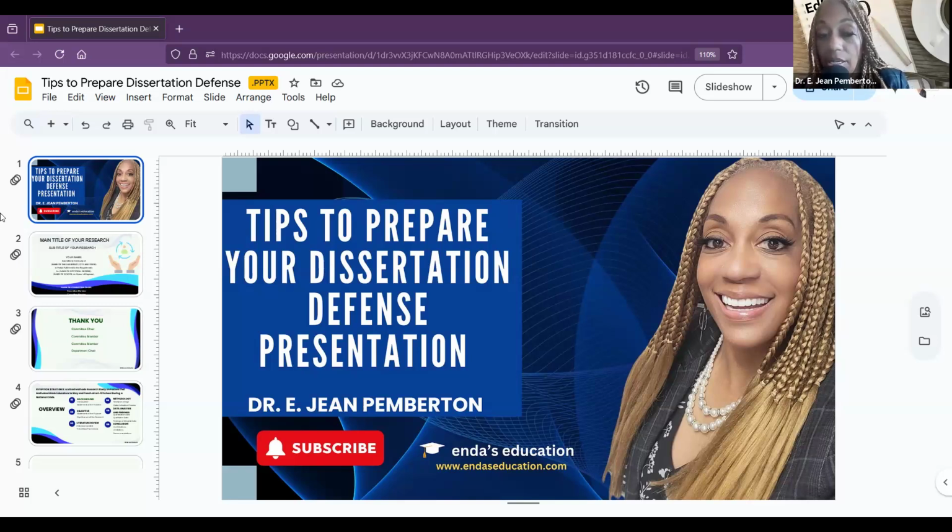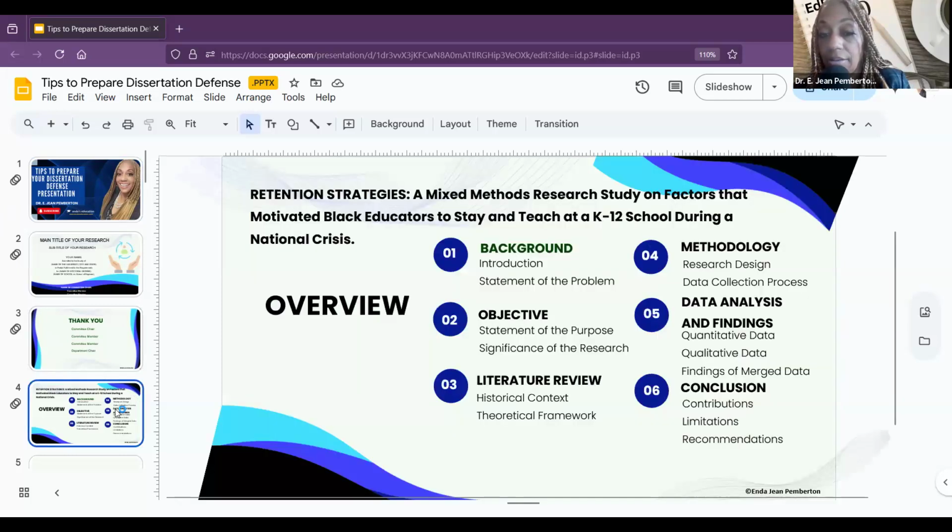So I'm just going to go to that outline again, and hopefully this outline, where you can see what mine looks like, will be helpful for you as you are putting together your dissertation. I had six main topics or subjects, and you can just have a slide for each one, or you can have one slide and put the word introduction on there, and the words statement of the problem on your slide.